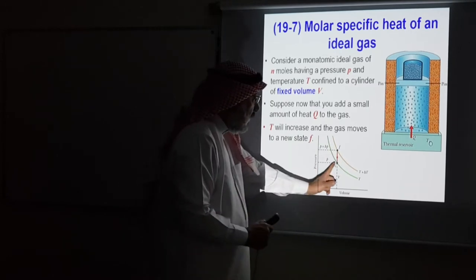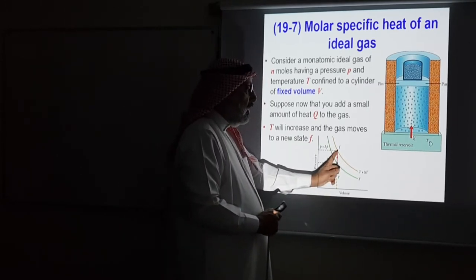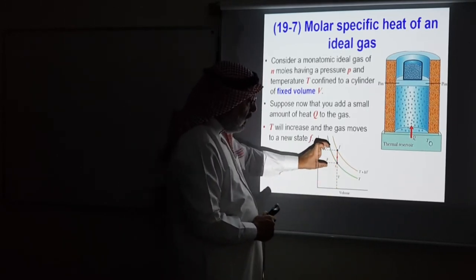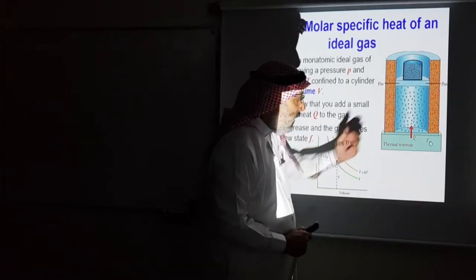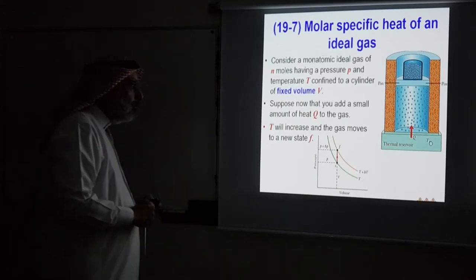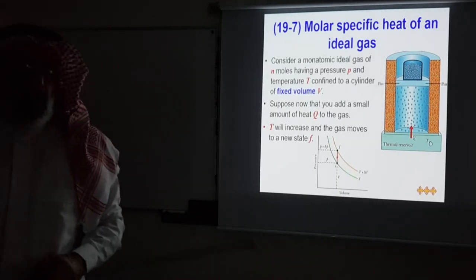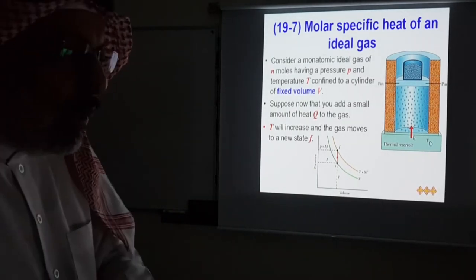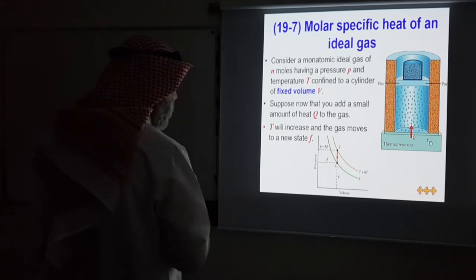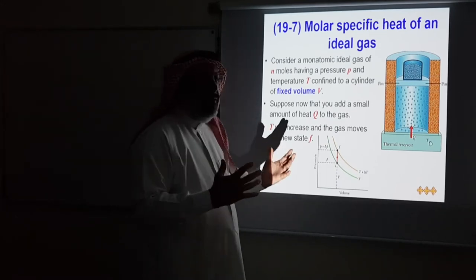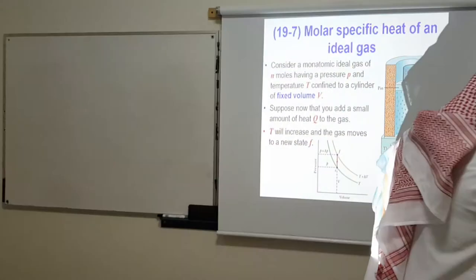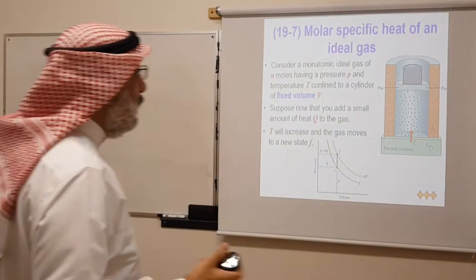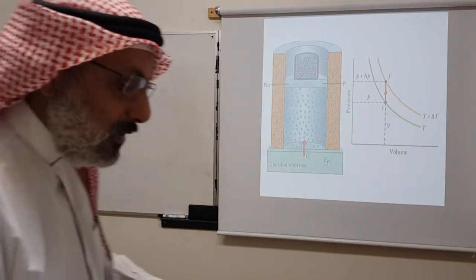This is the initial state. So the final state will be that state in here, which the gas moved to because of the added heat. With this now, we want to calculate the molar specific heat of an ideal gas at constant volume, because this process takes place at constant volume. So here is the process that we are considering now.